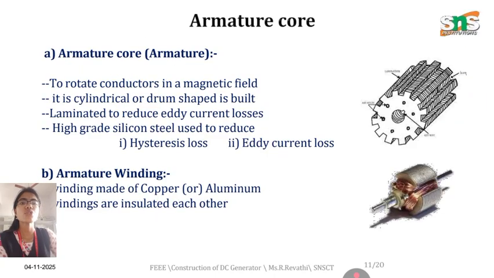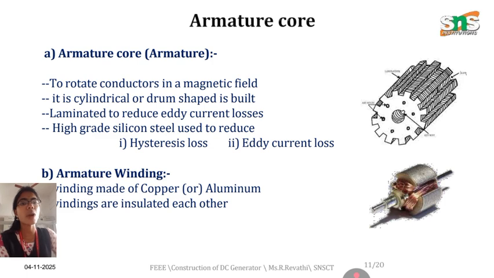The armature core is cylindrical or drum shaped. High grade silicon steels are used to reduce hysteresis loss and eddy current losses. Hysteresis loss is related to your BH curve. To rotate the conductor in a magnetic field, high grade silicon steels are used to reduce the types of losses which occur in an armature core.